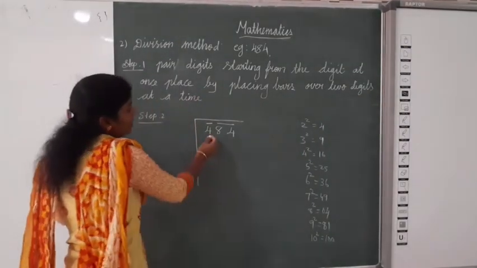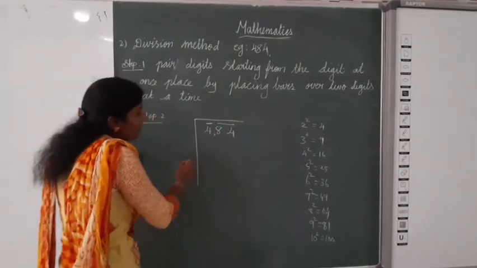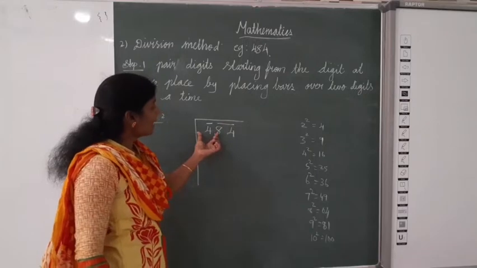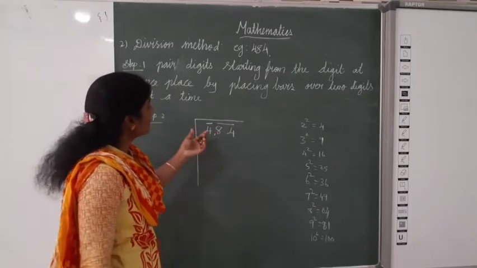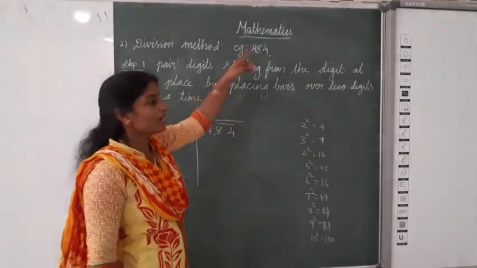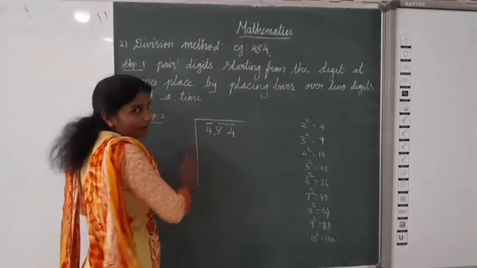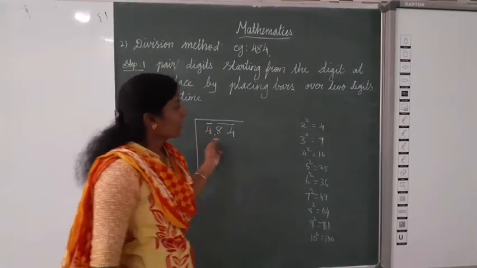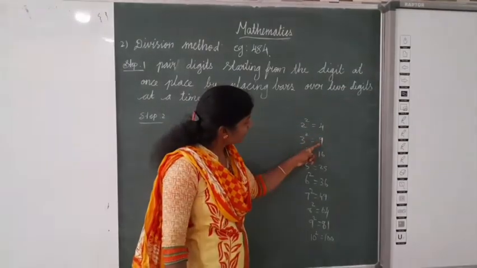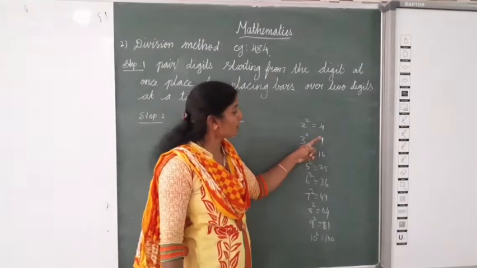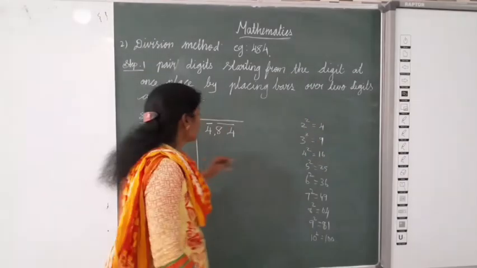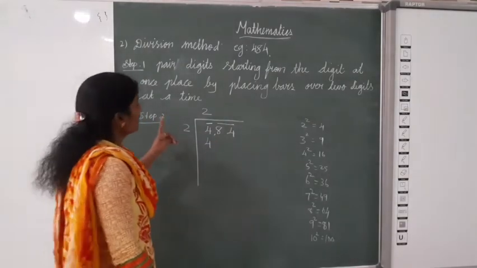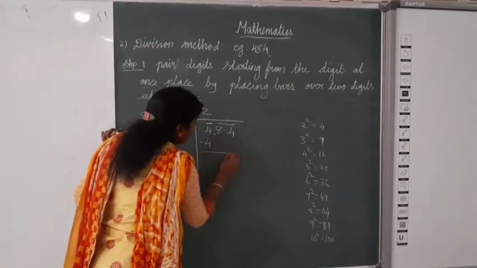Now here 4. This is the first period, the first pair. So we can take this pair. Suppose here we have 4 digits, then we will get a 2 digit number. Now here we have only a single digit number, 4. 2 2s are 4. If we take the next one, it is more than 4, so don't take this. 2 2s are 4. Are you clear? Now we can subtract, here 0.